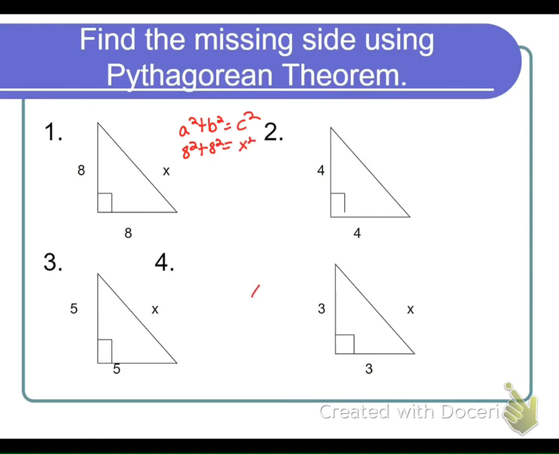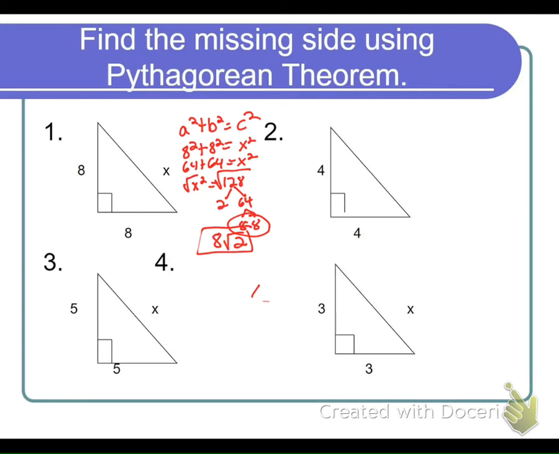And then what is 8 squared? 64. 64 plus 64 equals x squared. What's 64 plus 64? 128. Okay, so we have x squared equals 128. Next step. You square root it and it goes into 64 and 2. And 64 goes into 8 and 8. I put a box around it. Yep, perfect square. So, 8 square root of 2. Excellent job.